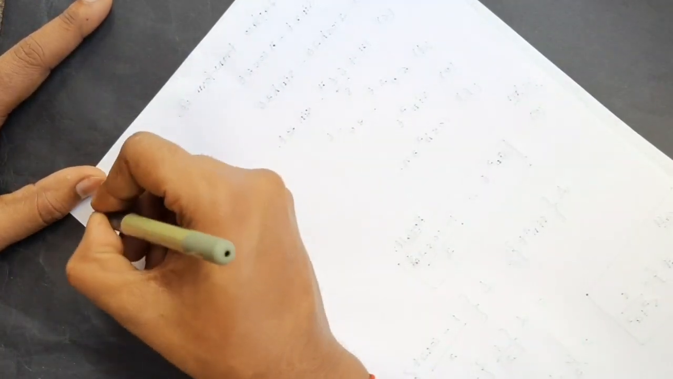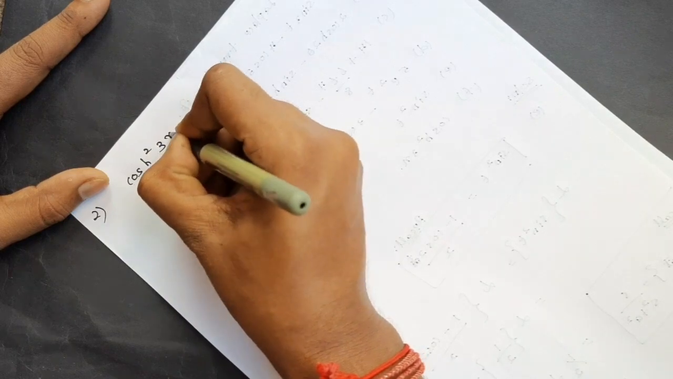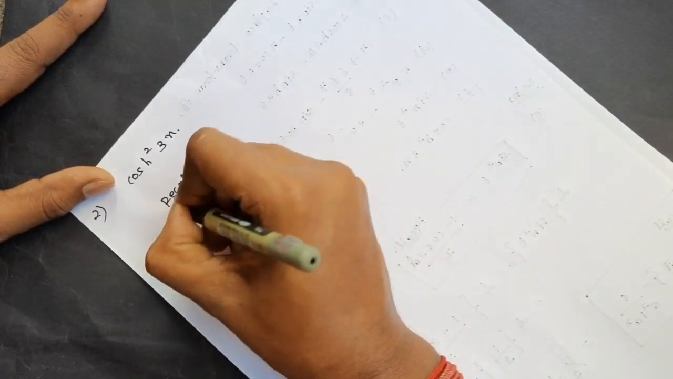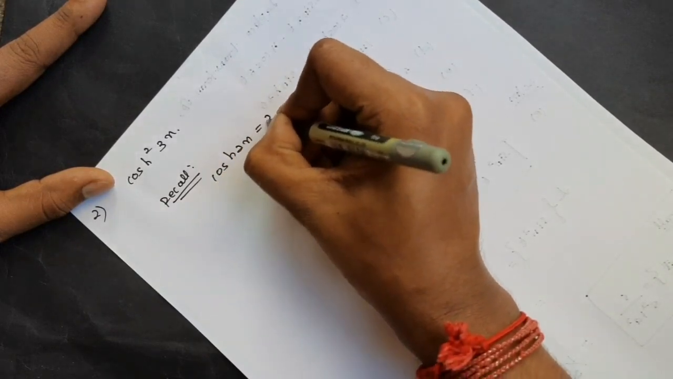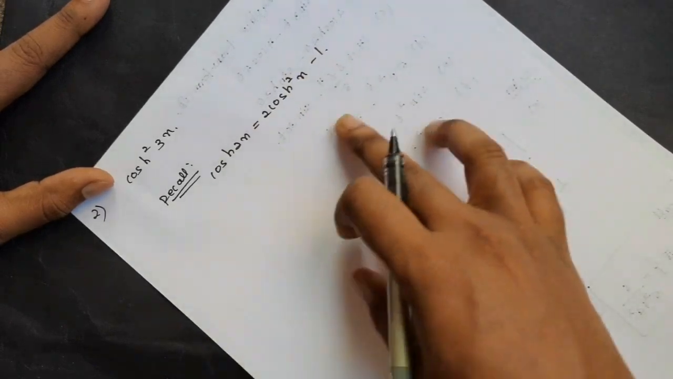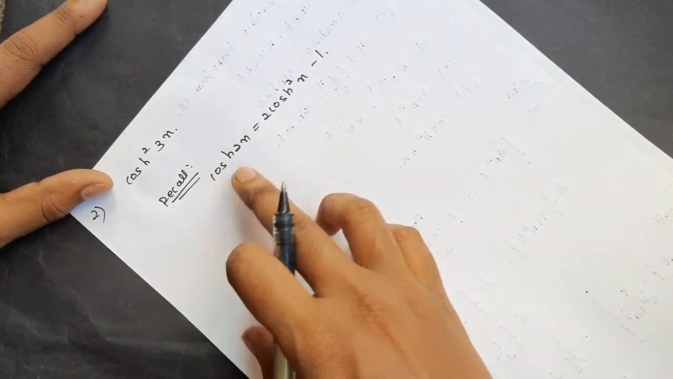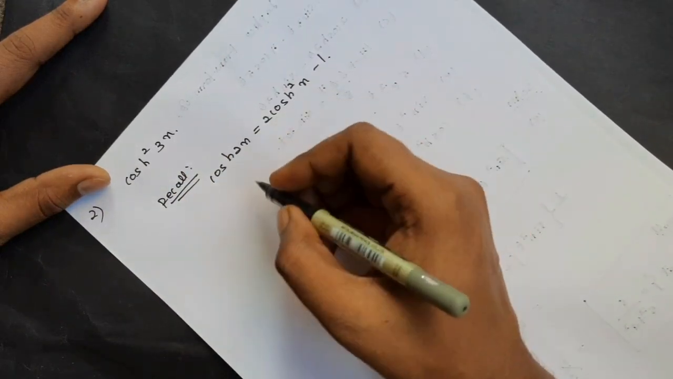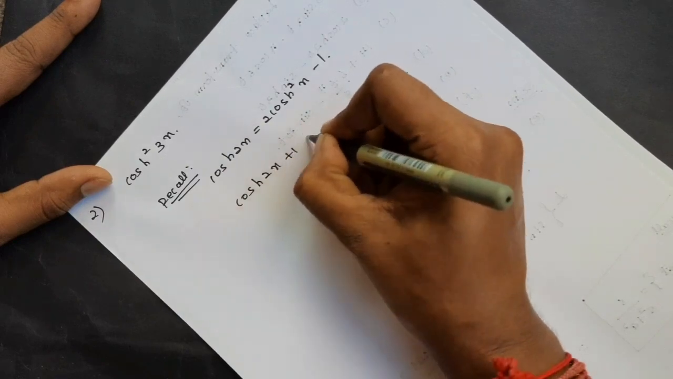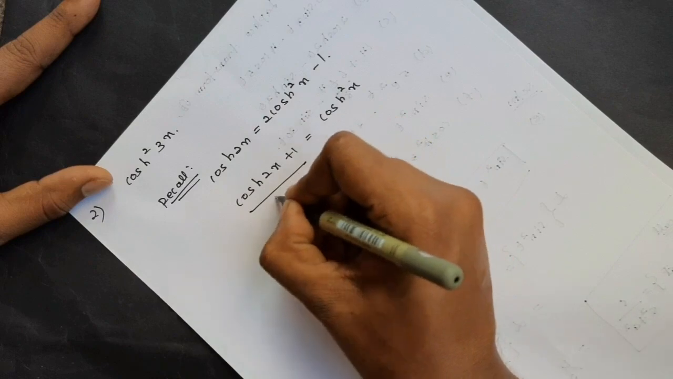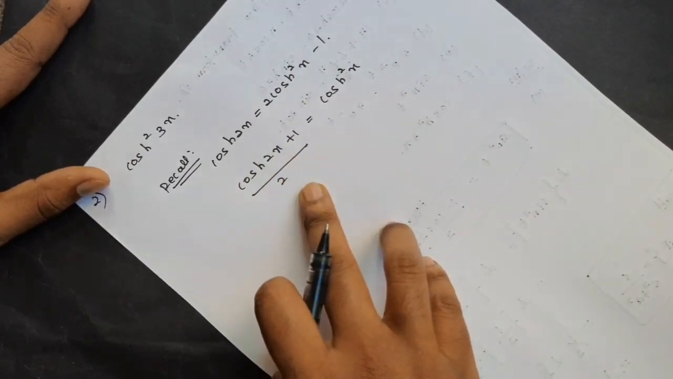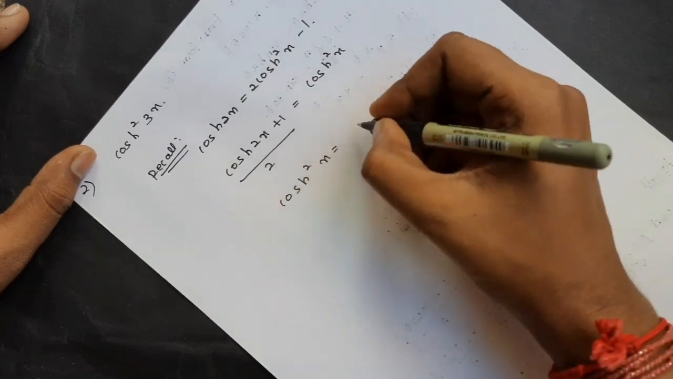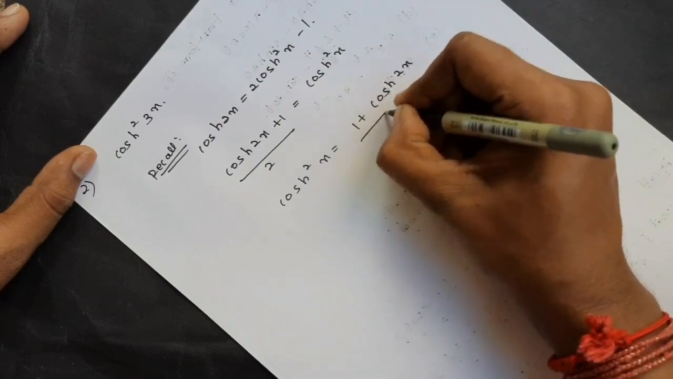So cosh square 3x, correct? In the hyperbolic functions we have one formula. What is that? Recall, cosh 2x is equal to 2 cosh square x minus 1. This is one of the hyperbolic formulas. So I'm moving this 1 to that side. So cosh 2x plus 1 is equal to 2 cosh square x. I moved this 2 also this side. Okay, so it is in multiplication here. If I move this side, it will be division. So cosh square x is equal to (1 plus cosh 2x) divided by 2.